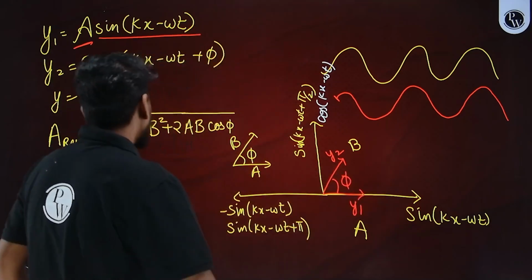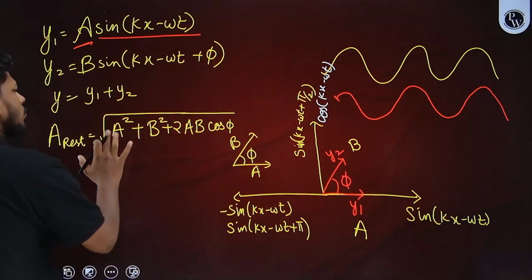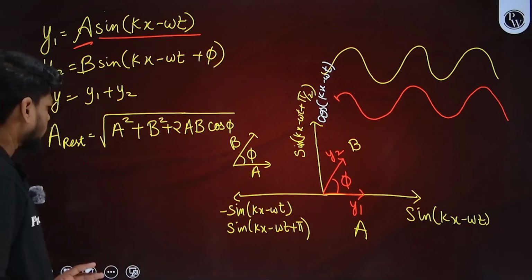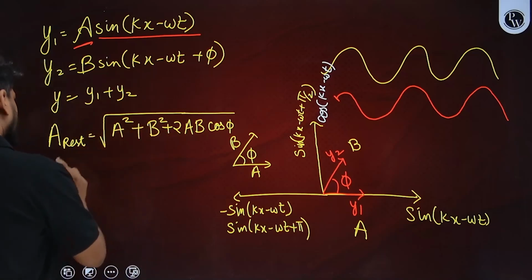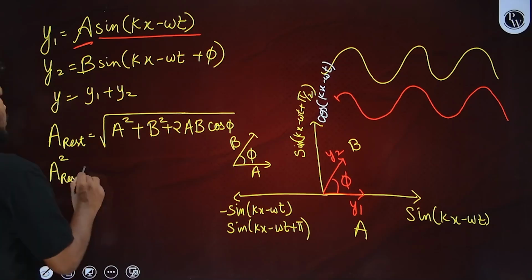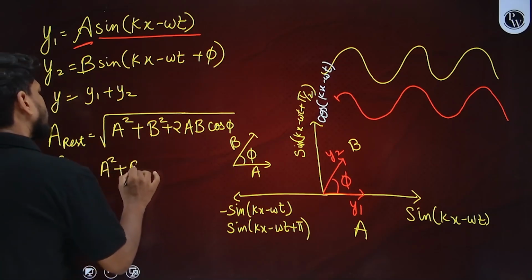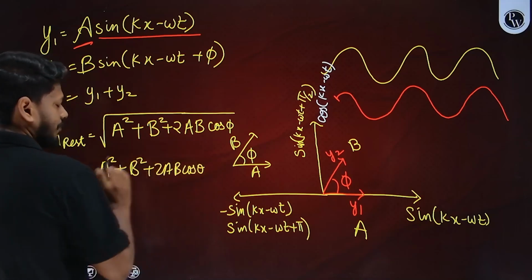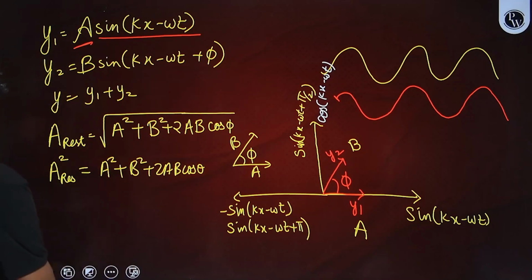So coming back to our topic, this is my one vector, this is my another vector. They are asking me to find the resultant. So resultant will be root of A square plus B square plus 2AB cos phi. Any difficulty? No, sir. So the resultant amplitude is equal to root of A square plus B square plus 2AB cos theta. Any difficulty? Just remember this formula.